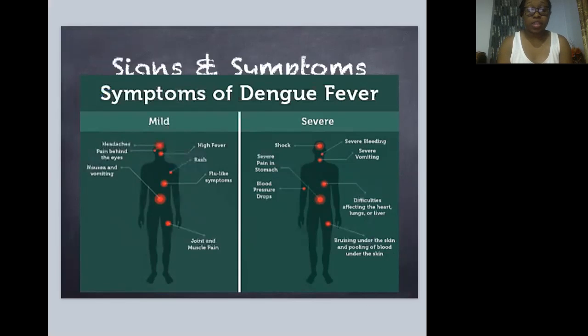In severe dengue fever, it's a deadly complication. The virus can damage your blood vessels and cause bleeding. So you can have severe bleeding, severe pain in the stomach. Your blood pressure drops because of the damage to your blood vessels. That would also affect your heart, your lungs, your liver. So you might have trouble breathing, and you can also appreciate bruising under the skin.